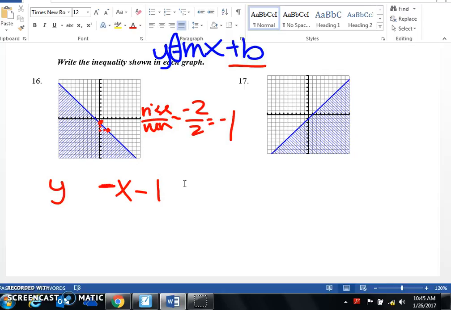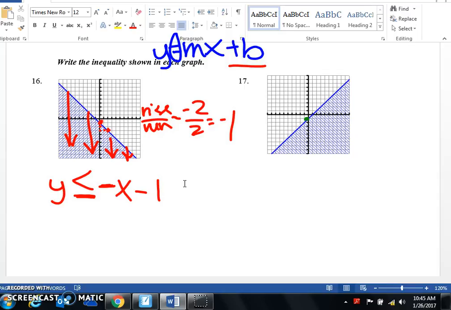So just negative x. If you want to put the 1 there, it's not wrong. And then it's a solid line. So if it's a solid line, it needs to have that equal sign under there. And if you look, the shading is going down. So this is a less than. So y is less than or equal to negative x minus 1. All right, let's go over here.